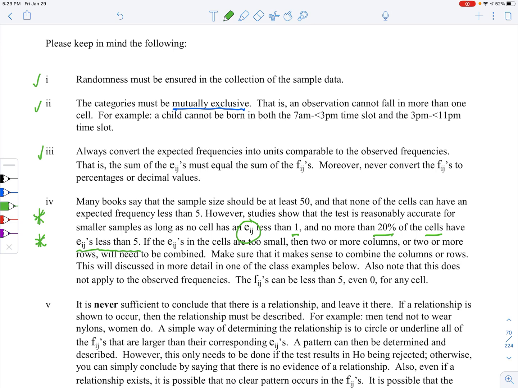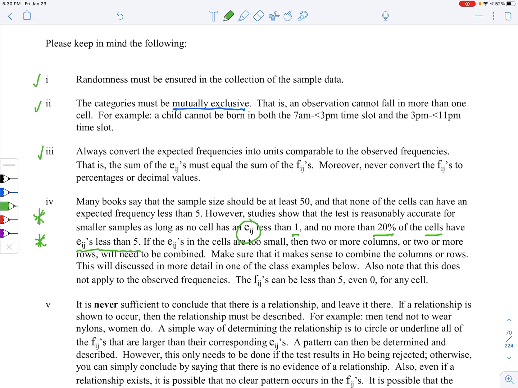Now, the Fij's, they can actually be 0. That's not a problem, but you can't have an Eij less than 1 in any cell. And if you've got any that are less than 1, or if you have too many that are less than 5, then you need to combine columns or rows as necessary, or you might have to just take out a particular category.